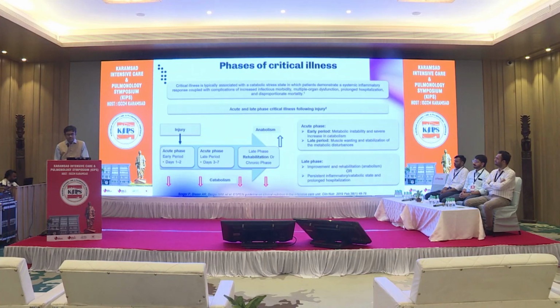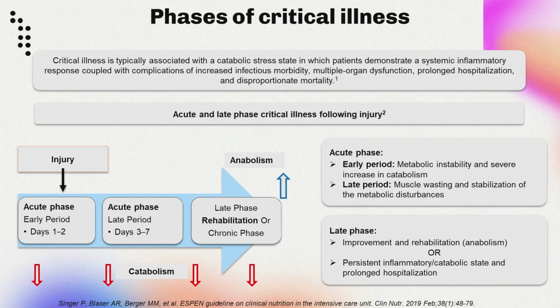So, what is the etiology or main principles of critical illness malnutrition? There is an acute phase of 1 to 2 days, a late acute period of 3 to 7 days, and then a late phase of rehabilitation or chronic phase. In the early period there is metabolic instability, and in the late stage there will be muscle wasting. In the late stage there will be improvement and rehabilitation. There is lots of catabolism, a persistent inflammatory or catabolic state, that leads to prolonged hospitalization.